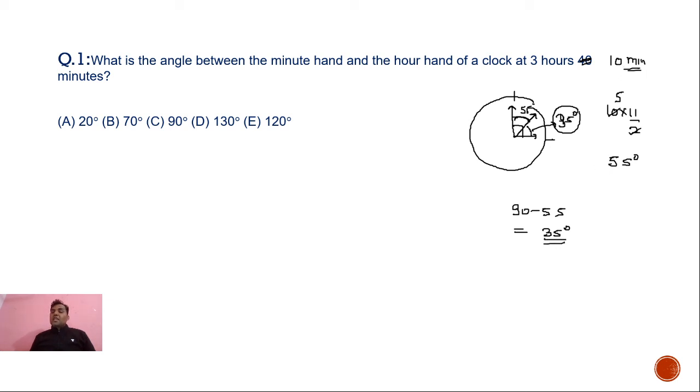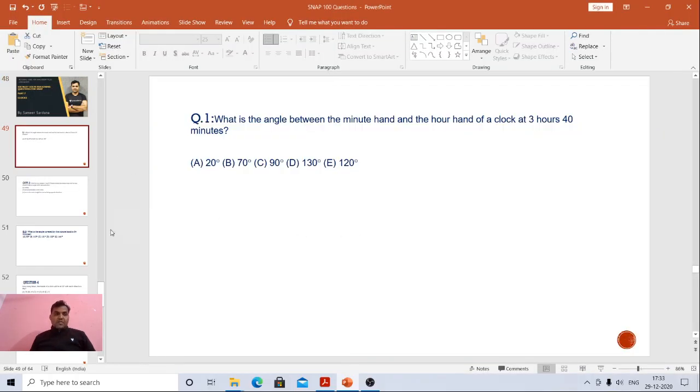So all you need is to multiply the time with the 11 by 2, right? There's a relative speed between the minute and the hour hand, and that gets you the answer to the question. The same concept will be used to solve many more questions of clocks that we will be continuing in the next part of the video.